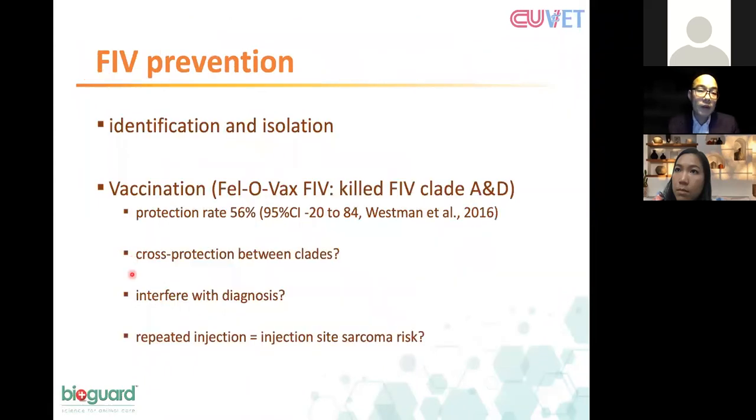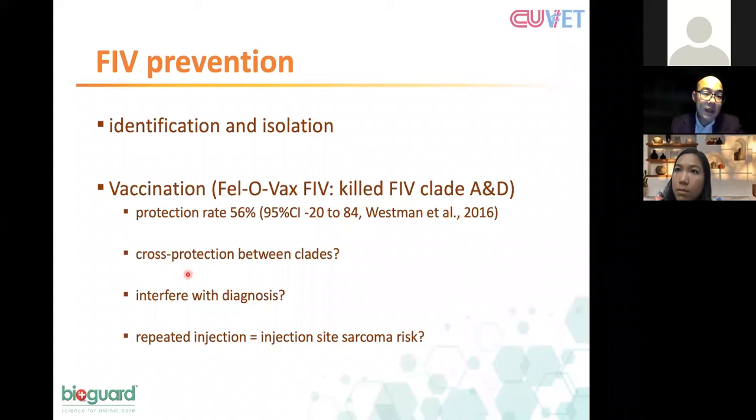So for the prevention of FIV, I would say the same strategy: you can use identification and isolation. Just bear in mind that point of care tests just detect antibody and cannot differentiate between vaccination and infection. In case you're not quite certain whether the cat has been vaccinated before, you should confirm with, let's say, a molecular technique that aims to detect viral DNA to make sure whether the antibody positive comes from vaccination or from infection.